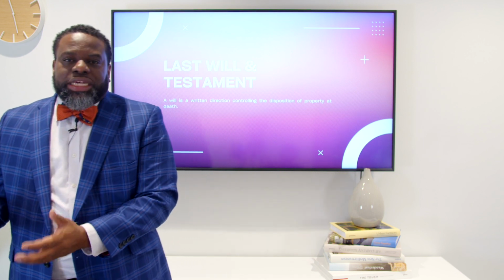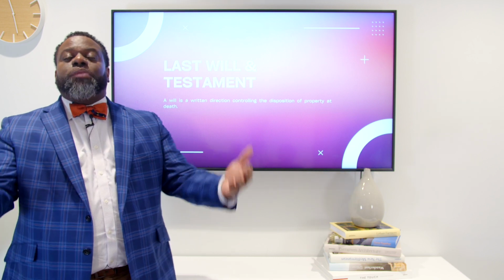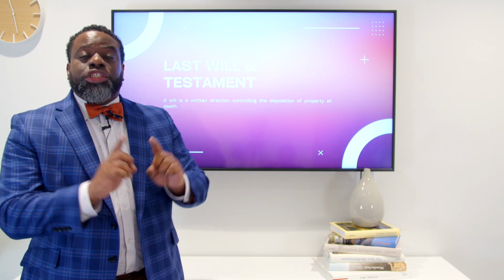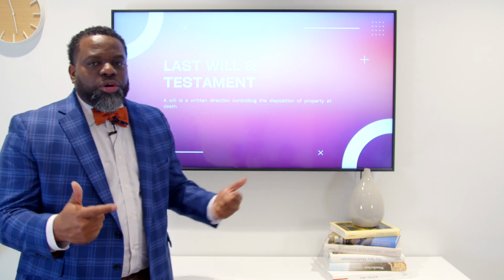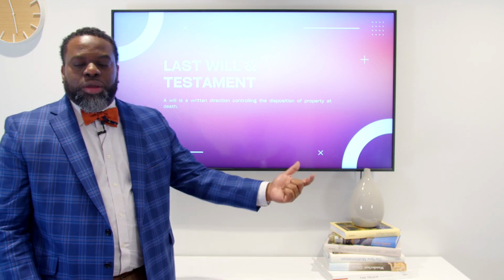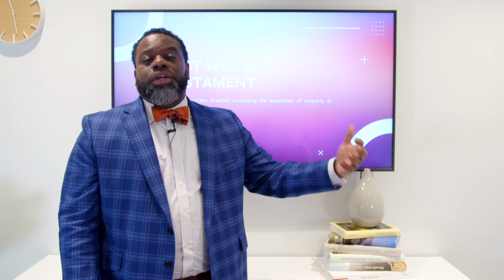A will essentially is a ticket to the courthouse. And when the court reviews the probate case, they're going to be looking to the will to determine where the assets are going. Who's to get the car? Who's going to get the house? Who's going to get the money? They're going to know based upon what's written in the will. And when I use the word they, the court will know based upon what is written in a will.